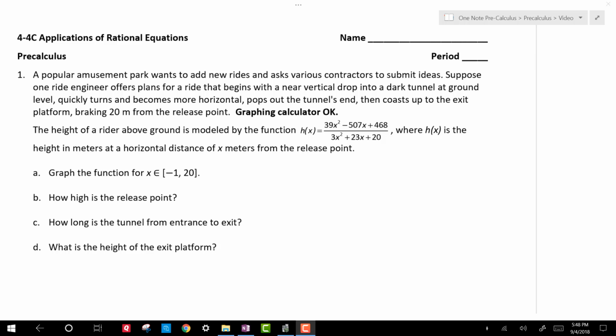Alright, so today we're going to take a look at some applications of rational equations, and we're also going to get out our graphing calculator and use that to help answer some of these questions.